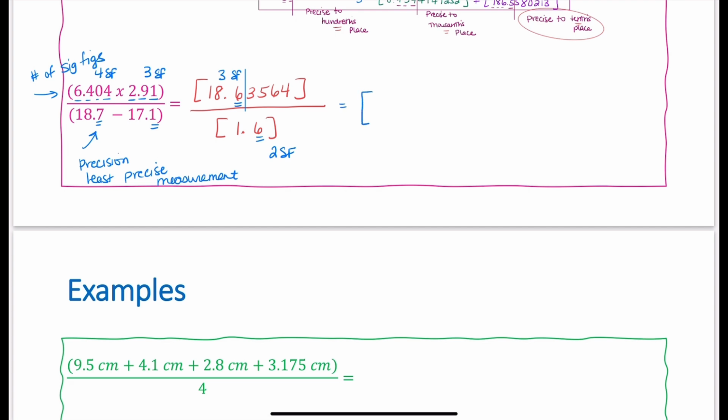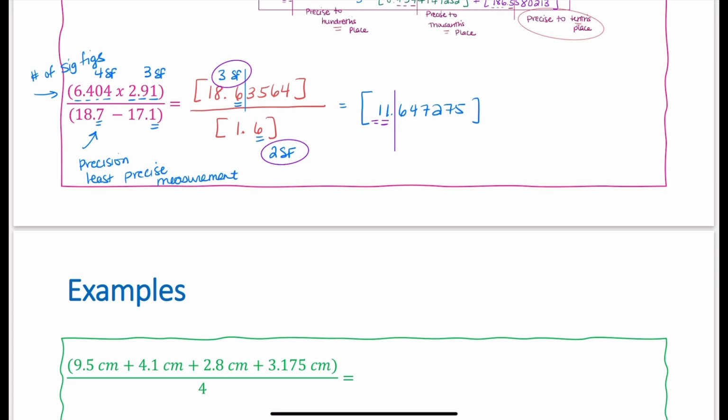I'm now going to complete the calculation. The 18.63564 divided by 1.6 gives me a calculated answer, 11.647275. But again, now I'm looking at division. I'm looking at number of sig figs. 3 versus 2, I have to go with the least number of sig figs. So I am going with 2 sig figs.